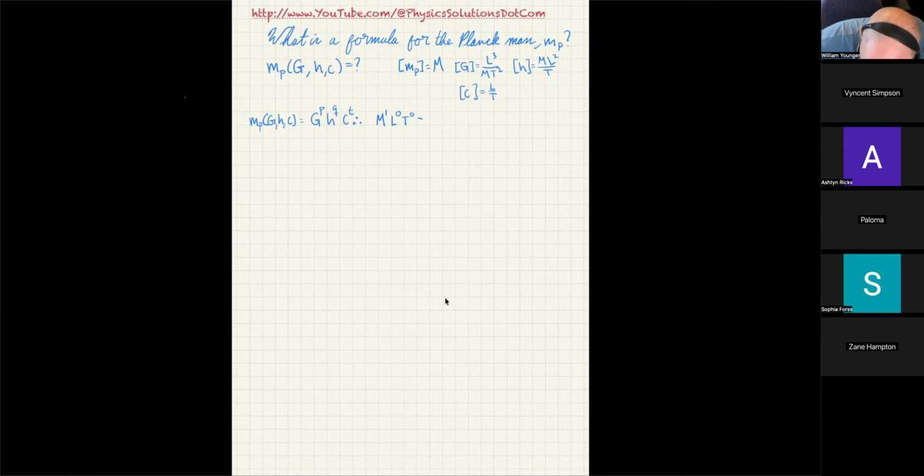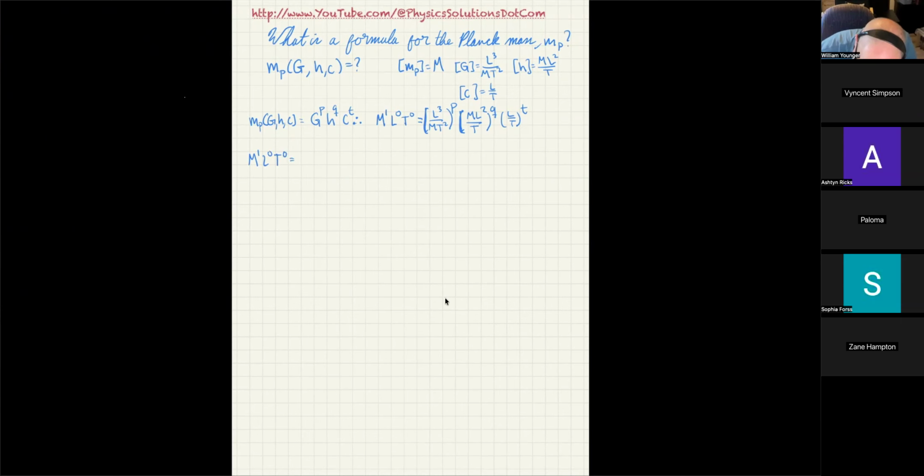Now, in addition to that, I have to take the G to the p power, and we found G was L cubed over M T squared, and all of that is going to be raised to the p power. And then we've got h, which has dimensions of M L squared over T, and that's raised to the q power. And then the speed of light, which is L over T, is going to be raised to the lowercase t power.